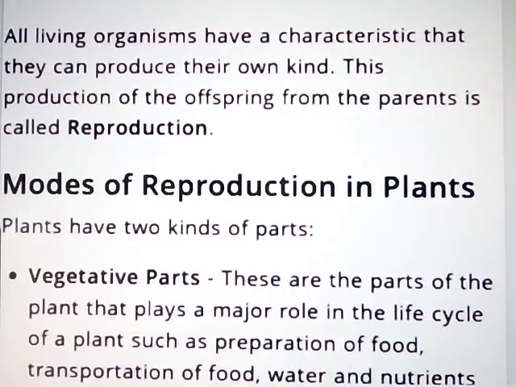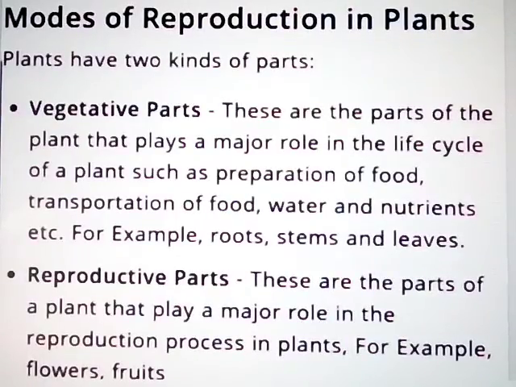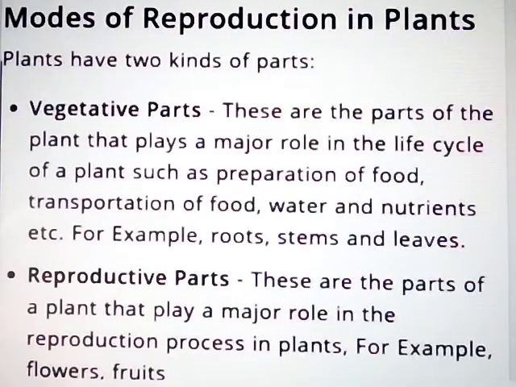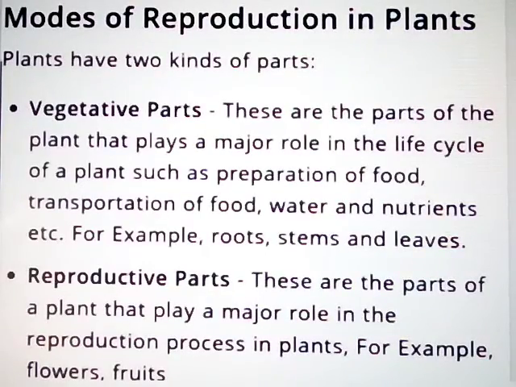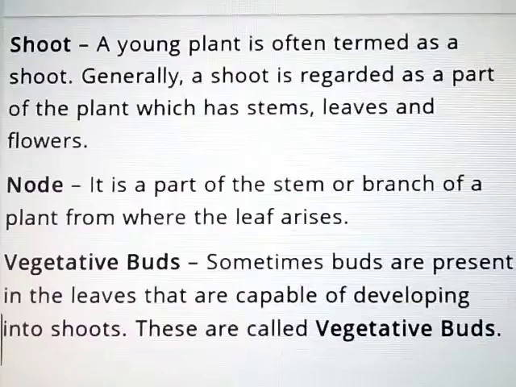Plants have two kinds of parts. Vegetative parts: these are the parts of the plant that play a major role in the life cycle of a plant, such as preparation of food, transportation of food, water and nutrients, etc. For example, roots, stems and leaves. Reproductive parts: these are the parts of a plant that play a major role in reproduction processes in plants. For example, flowers, fruits.